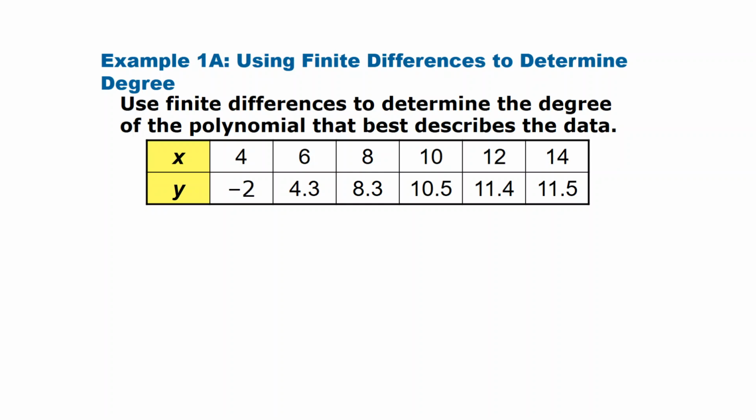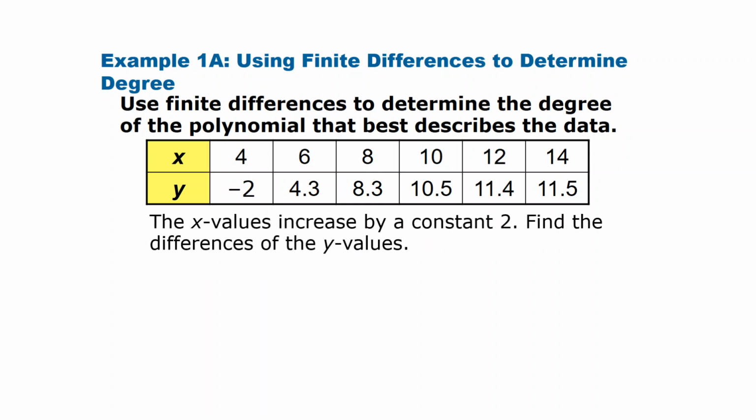All right, here's an example. Use finite differences to determine the degree. All right, so first of all, let's take a look at the information that we have. And when we look at the x's, we see 2, 4, 6, 8, 10, 12, and 14. So we can see that the x value increases by a constant 2. Now what we have to do is find the differences of the y values. So what we're going to actually do is, I always just start at the end. For some reason that helps me to see it better.